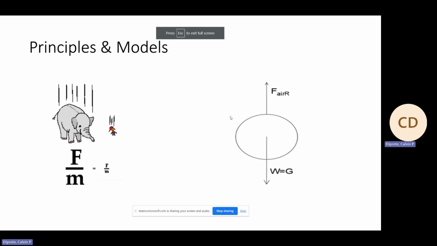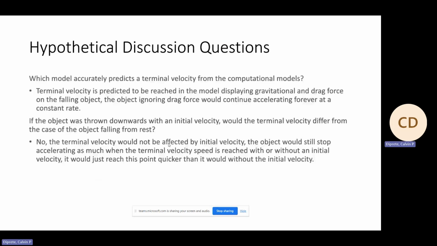We're displaying the gravitational and drag force combined on the falling object. The object with no drag force would just continue accelerating forever at a constant rate, as you can see from the graph. If the object was thrown downwards with an initial velocity, would the terminal velocity differ from the case of the object falling from rest? No, the terminal velocity would not be affected by an initial velocity applied. It would still have the same terminal velocity. It would just possibly reach that point faster.